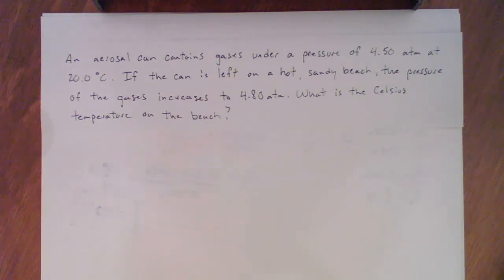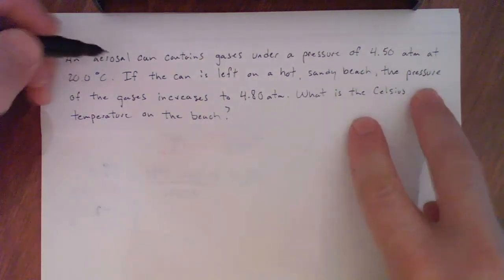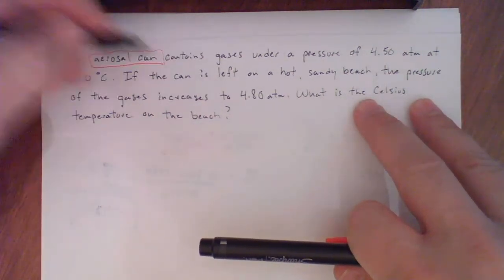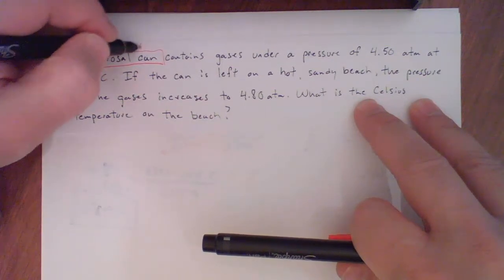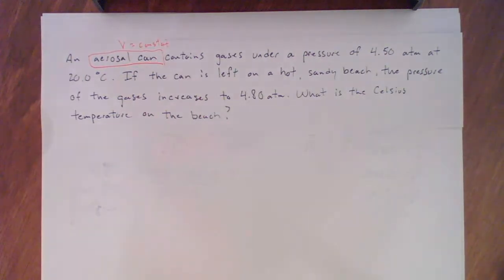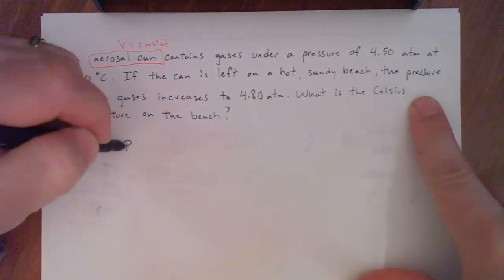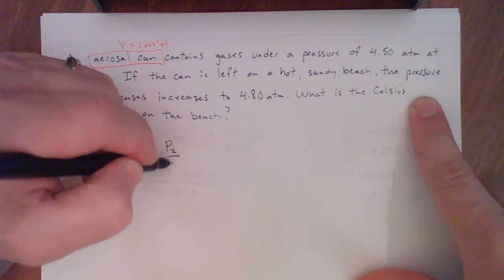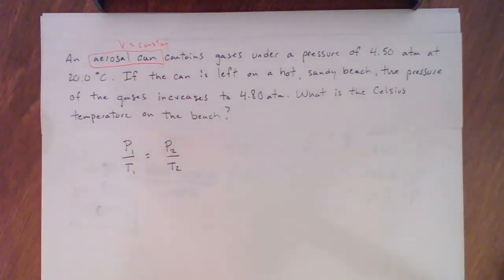So again, we're looking at pressure and temperature. Oh, it looks like our volume, because the can is a fixed thing, is a fixed volume, so volume is constant. If that's a constant, then we're going to get rid of that. We're going to get our P1 over T1 equals P2 over T2. And so then we can go through and set this one up.